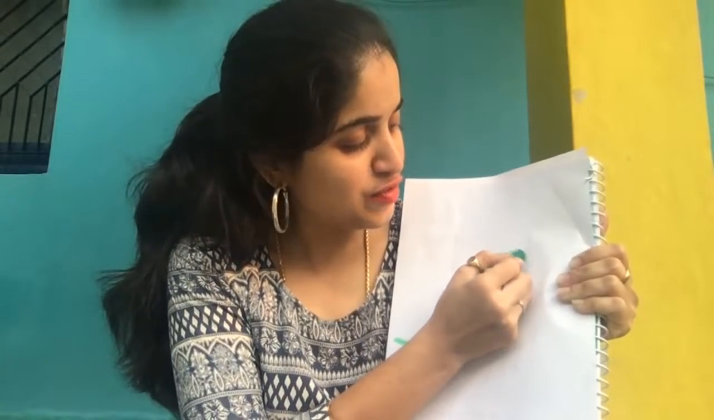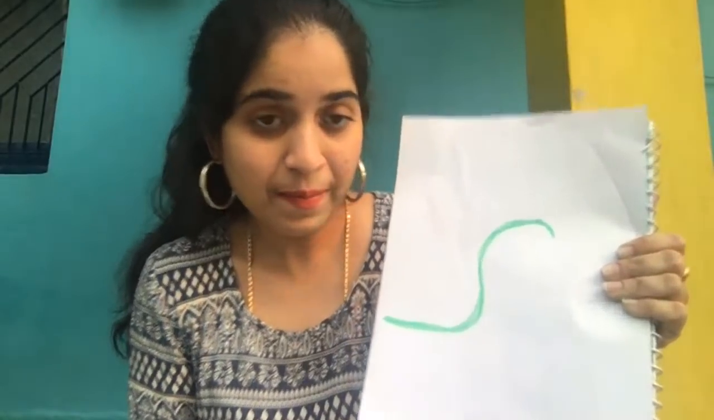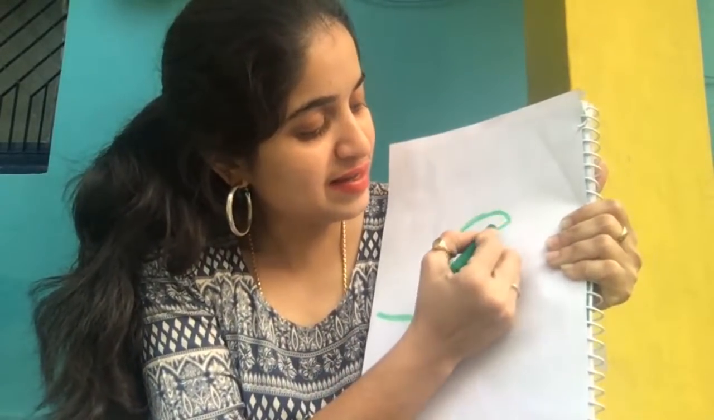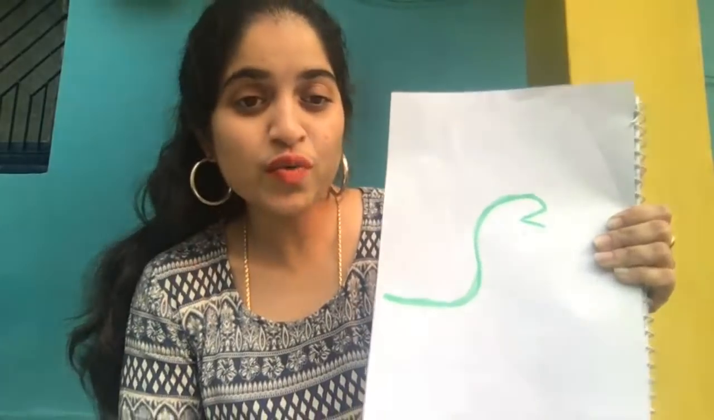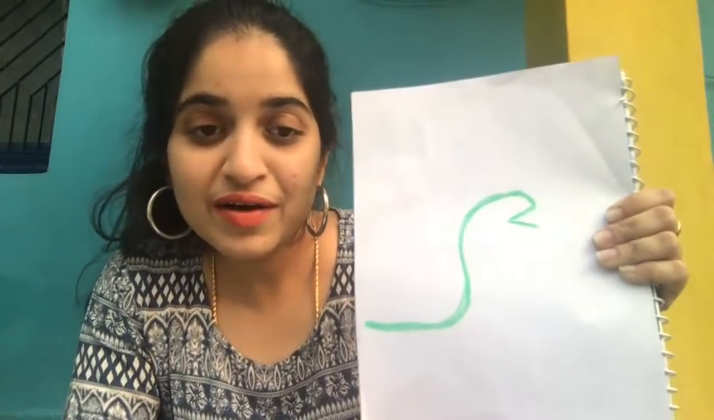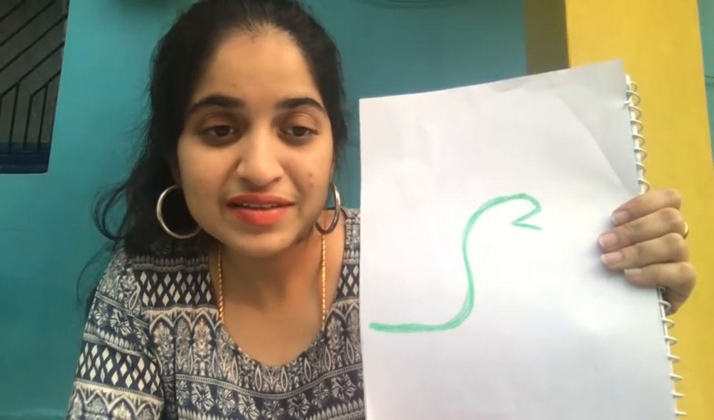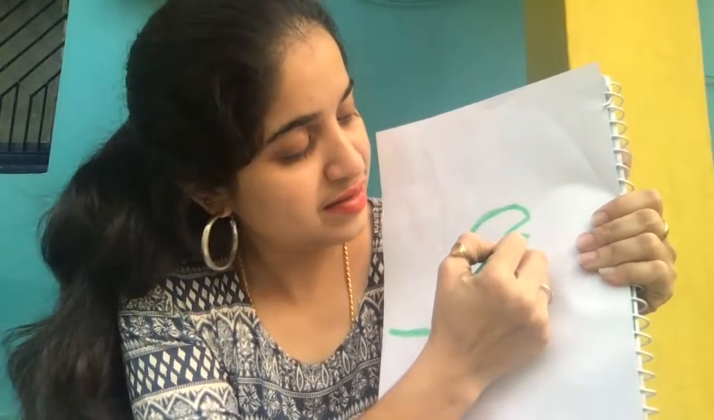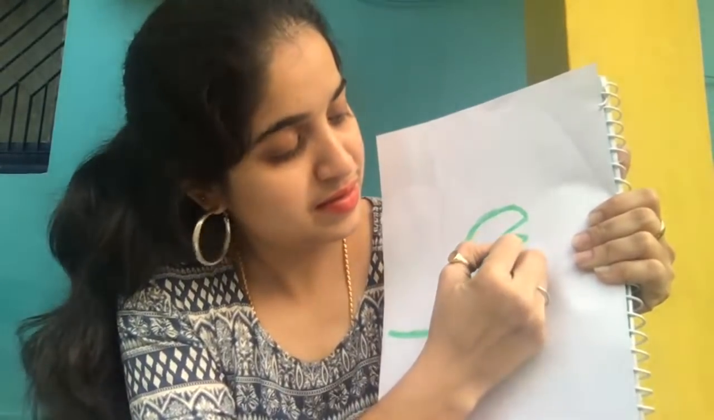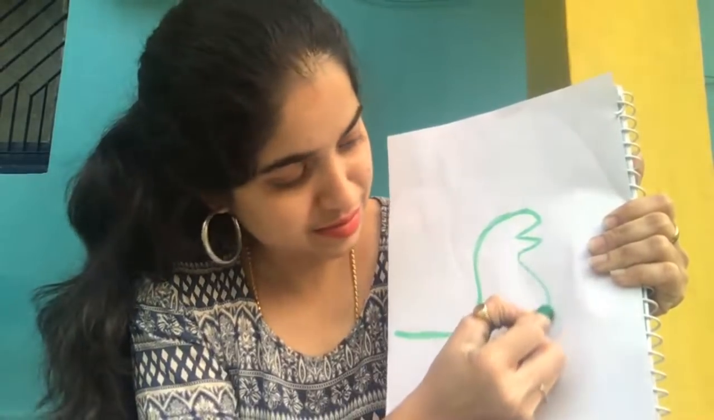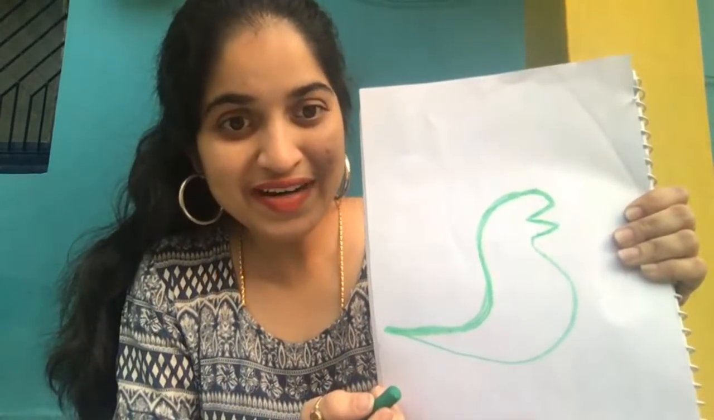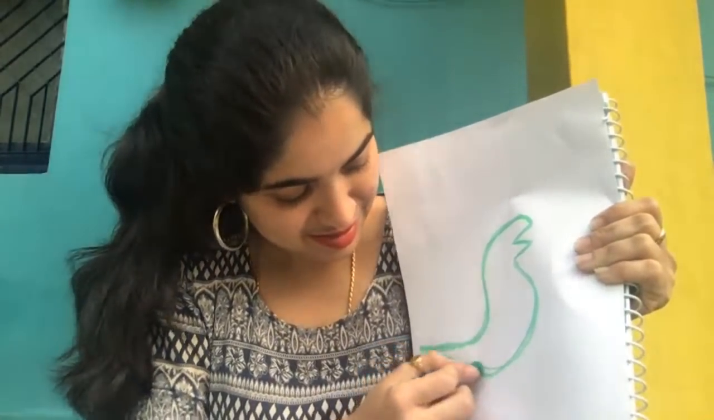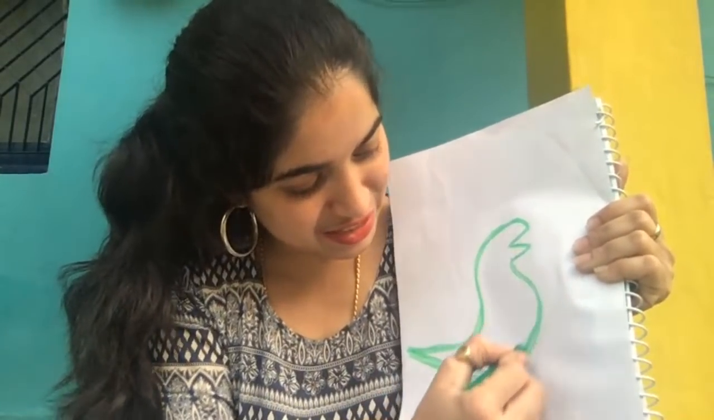Second is, you just have to give a curve like this in them. Like this and like this. Just a V shape there. All right, children. And look at this one here. That's it. You just have to draw another Y and join this over here.